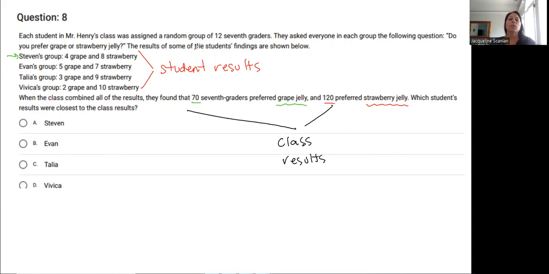So here's what I'm going to do. I'm going to start by creating my main fraction. My main fraction is going to compare the number of kids who preferred grape to strawberry.